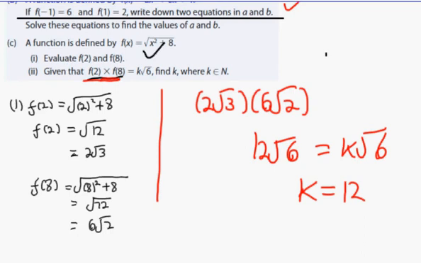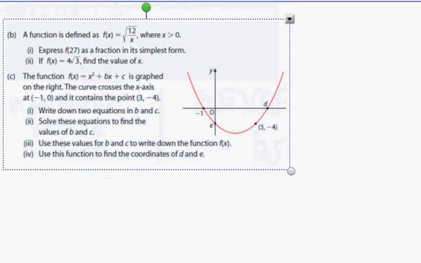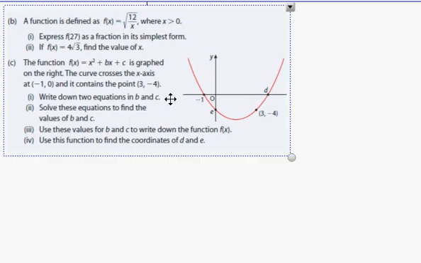Okay. Next one. Am I doing B here or B and C? B. Okay.